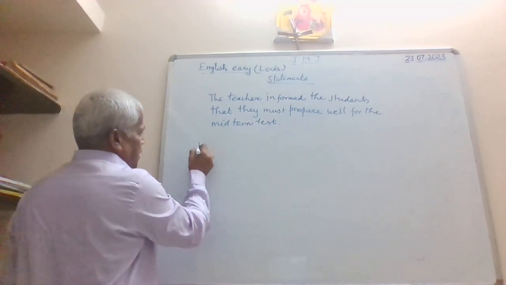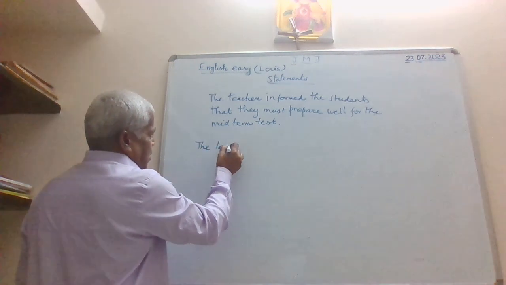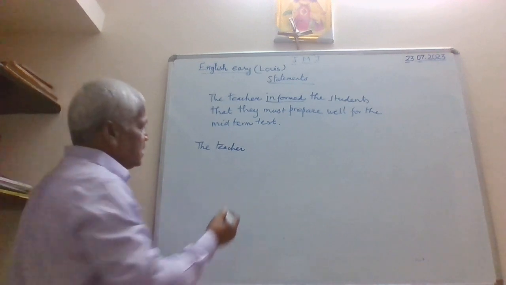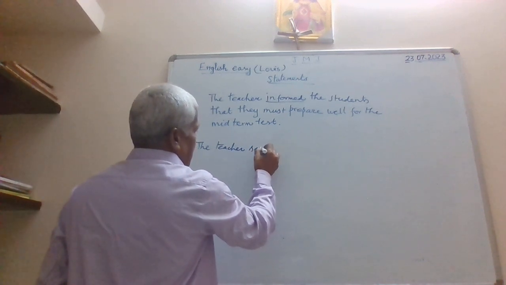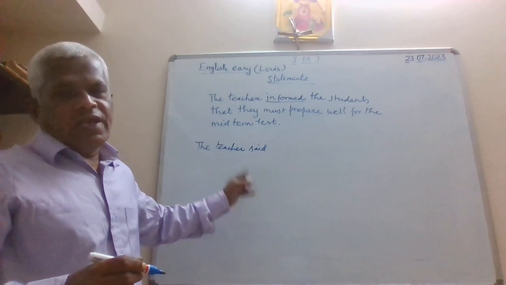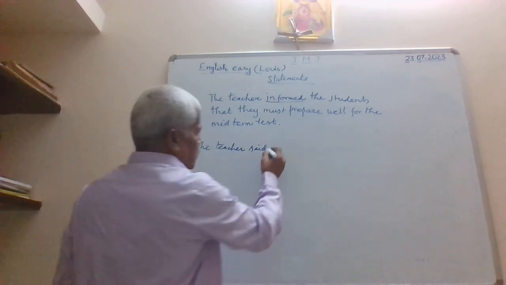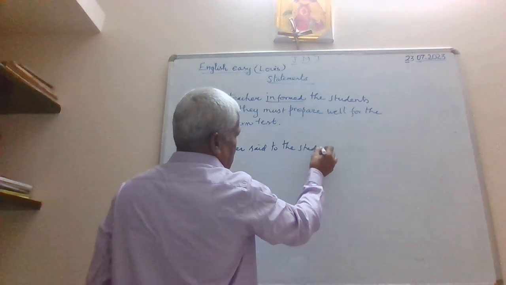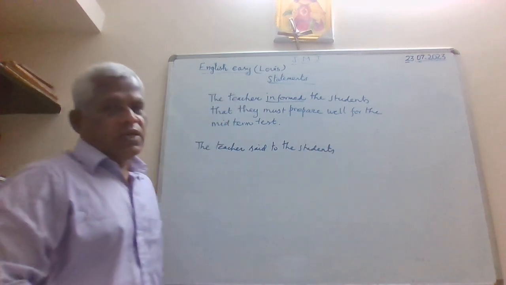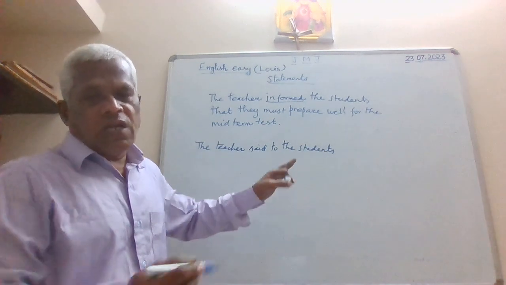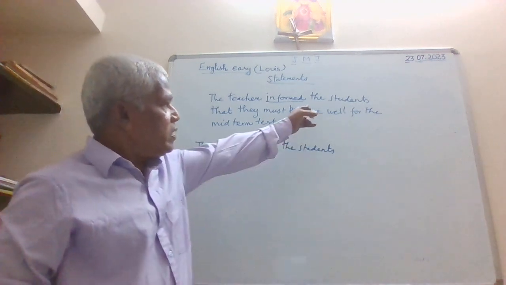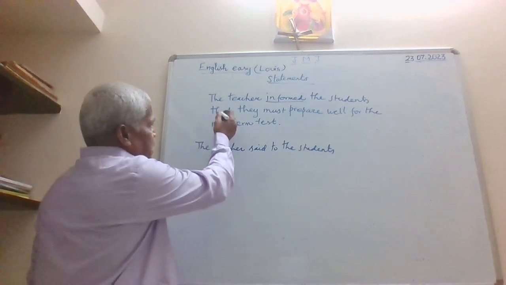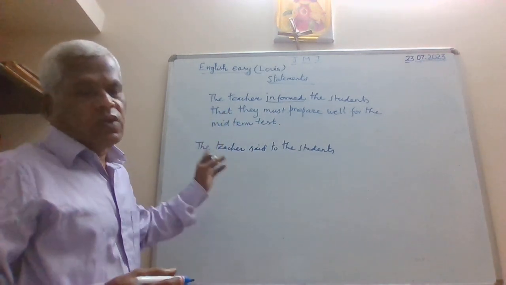See now, the teacher, what is your verb here? Informed. So I can simply say the teacher said. After writing said, you must write the preposition to. To whom? Said to the students. So we have written the portion outside the inverted commas. Now from this onwards, you have the portion within the inverted commas. That is removed. You should not use the word that here.